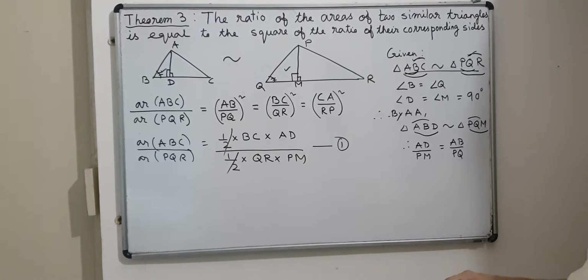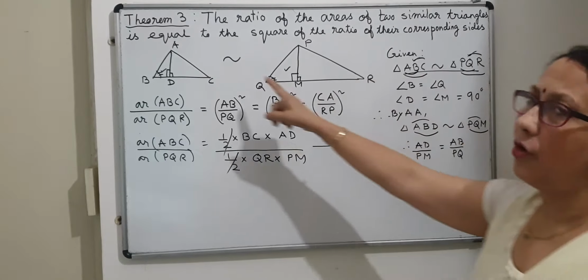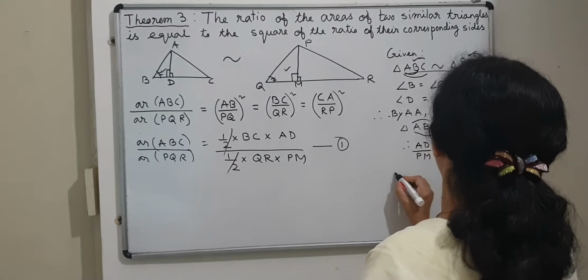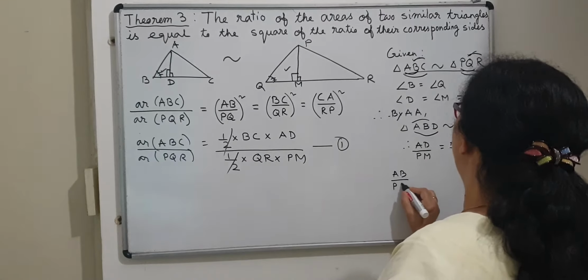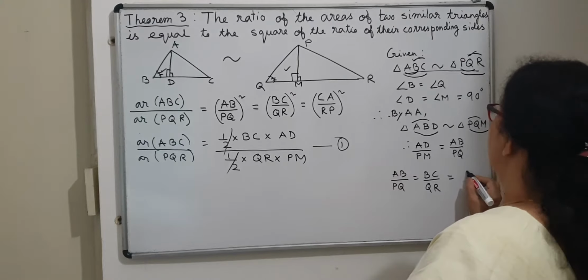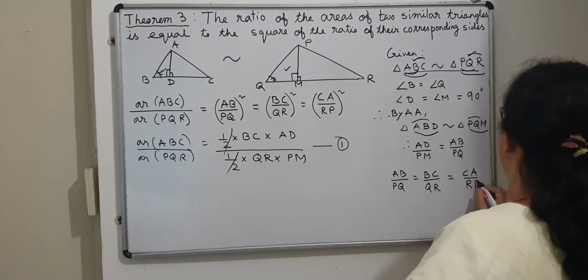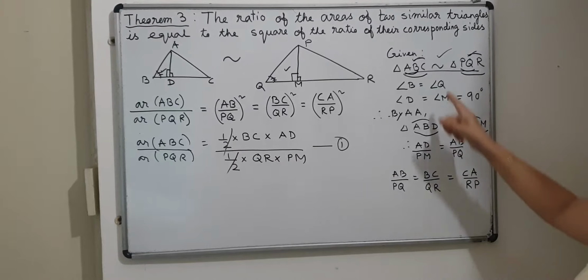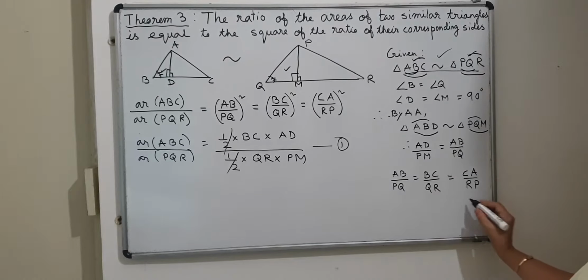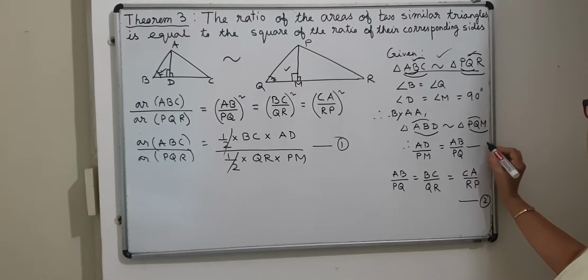Now one more thing: since these two triangles are similar, all the sides will also be proportional. So we can also write, since they are similar, AB by PQ is equal to BC by QR is equal to CA by RP. Because of this, all the corresponding angles are equal and the sides of these two triangles are also proportional. So this we can take to be given. So equation 2, this is your given. And now I can use this equation and this one. Let me mark this as 2 and this as 3.